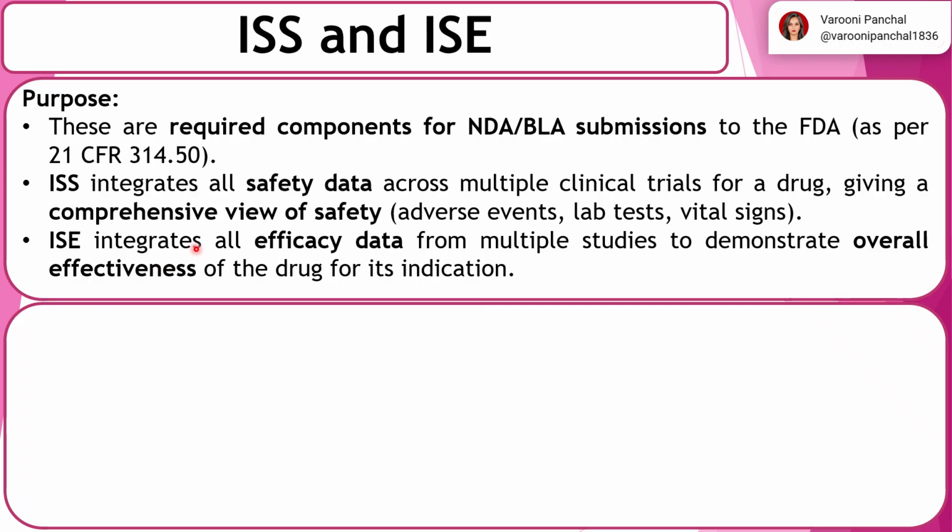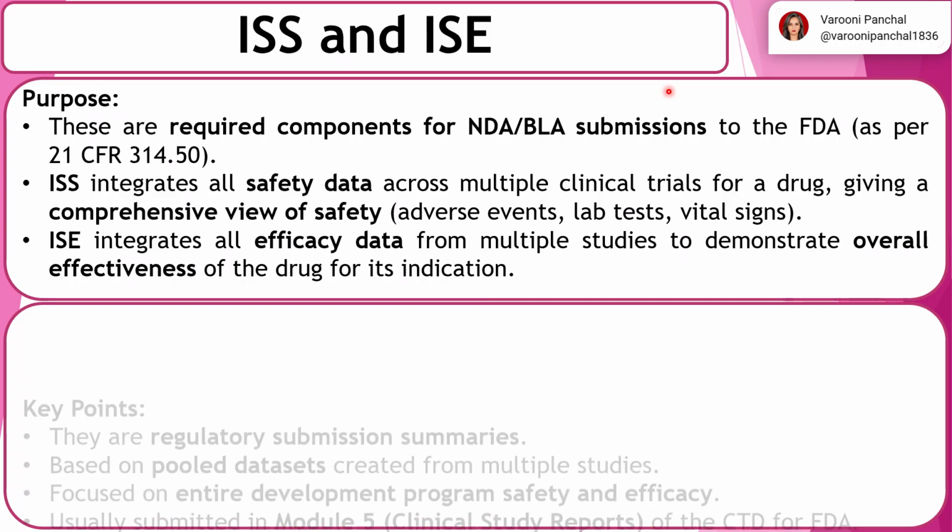Now, what does integrate mean? Integrate is nothing but combination, in very simple language, and multiple studies means you will have around say 10 to 12 studies, or in some scenarios you will have 2 to 3 studies. So you're combining two different studies or more than 10 to 12 studies into one, and you're giving the combined analysis, that is the integrated analysis. That is what ISS and ISE are.